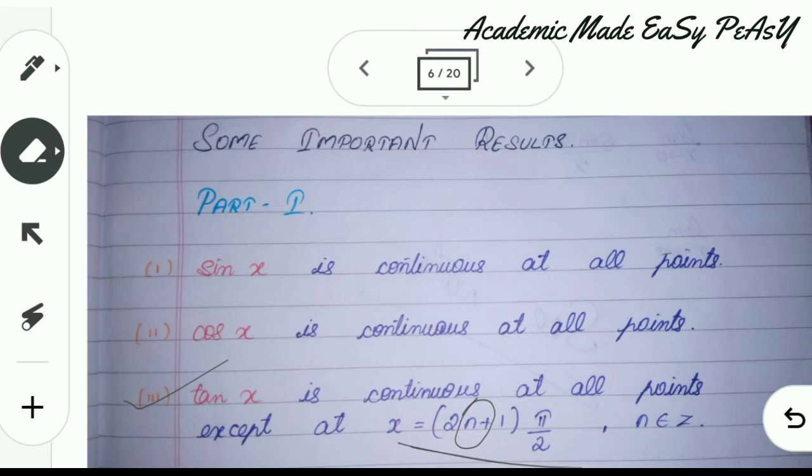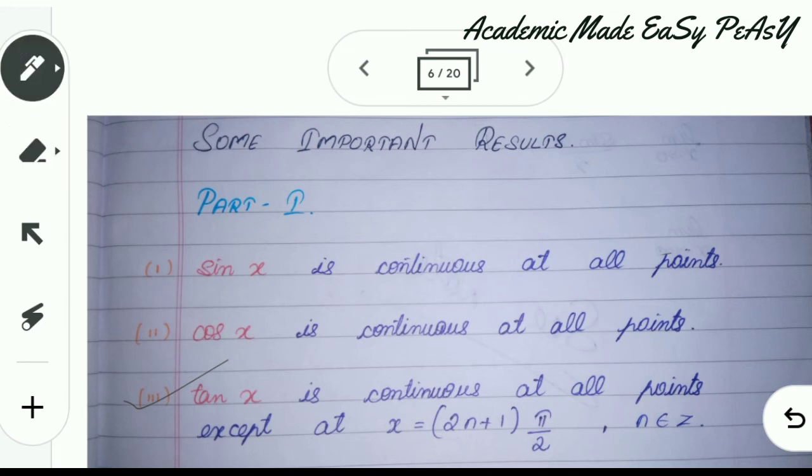No, so therefore at all these points tan x will be discontinuous. So that's what is said, that tan x is continuous at all points except at x is equal to (2n plus 1) pi by 2, where n is some integer. So you have to remember this.